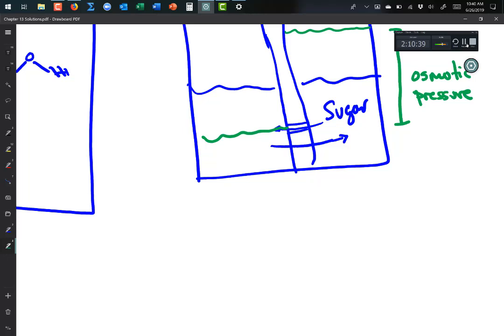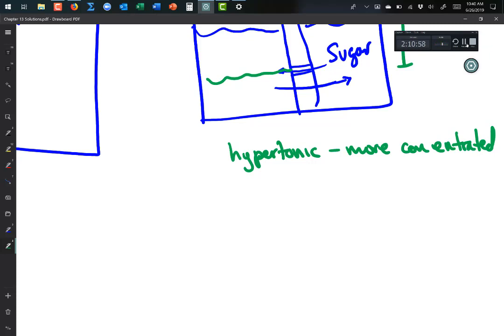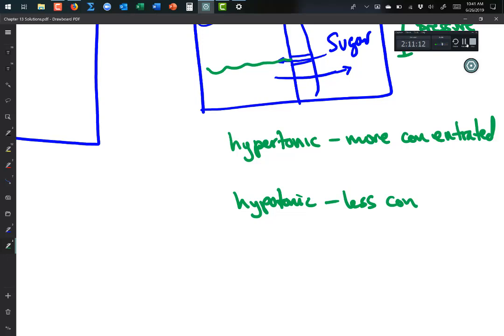So, having said that, hypertonic. This is the more concentrated side. That's the direction the water flows towards. Hypotonic is the low side. Because like in rainwater and root systems, it's never just pure water. You have something dissolved always.